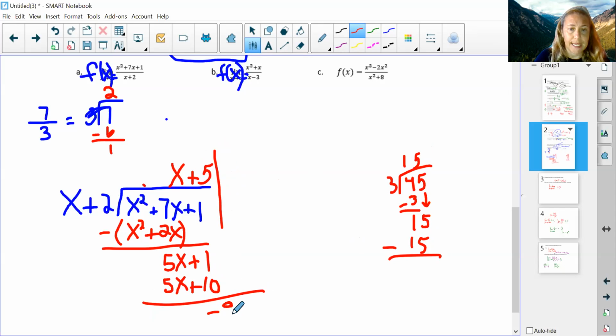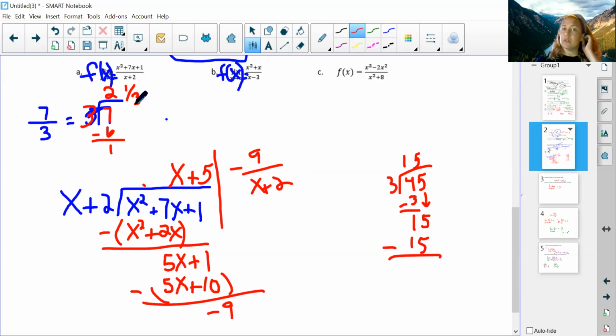Because the degree here, when I get -9, because remember I'm subtracting this, I can't put x into -9. So I could write my remainder as -9 over x plus 2. It would be the same idea I might use over here where I get a remainder of 1 when I'm doing 3 into 7. So then I would write my answer as 2 1/3, okay?